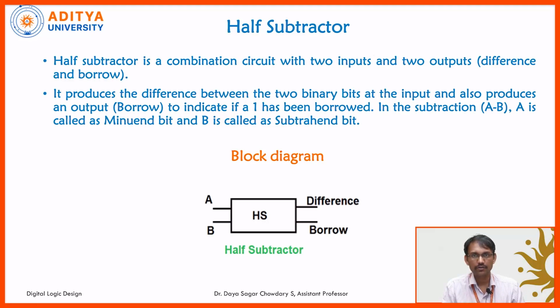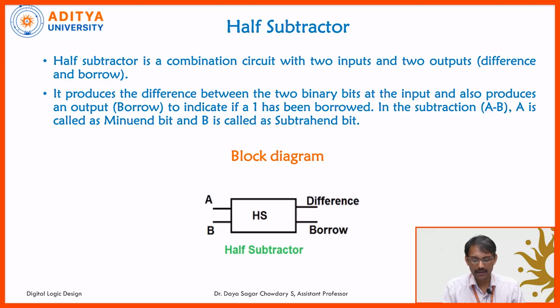So here we have to use difference and borrow. Difference is nothing but the difference between two inputs, and borrow is where we have to take the borrow from the others. Likewise we have to consider it, because that is very essential for the subtraction part. So it produces the difference between the two binary bits at the input, and also produces an output borrow to indicate if A1 has been borrowed.